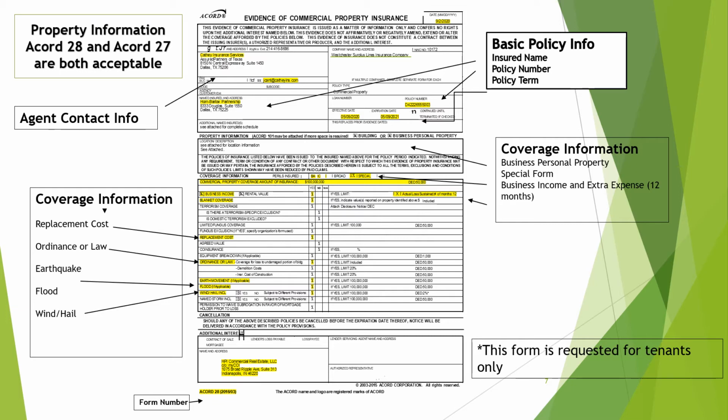We've highlighted replacement cost, ordinance or law, earthquake, flood, and wind and hail. Those are all commonly called out in leases. And at the bottom, I also want to point out to you again that your form numbers are easily determined. They're spelled out for you at the bottom left corner of your commercial insurance forms.